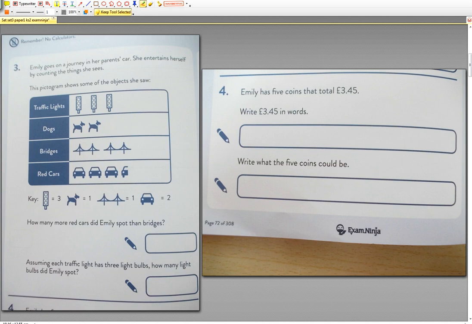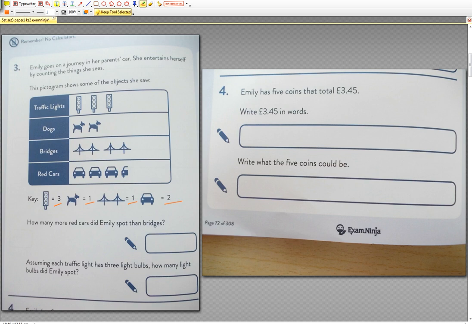Okay, question number 3. If I go off the screen, you have to tell me. Emily goes on a journey in her parents' car. She entertains herself by counting the things she sees. This pictogram shows some of the objects she saw. So they've got a key. Each traffic light represents 3 traffic lights. Each picture of a dog represents 1 dog. Each picture of a bridge represents 1 bridge. And each picture of a car represents 2 cars.